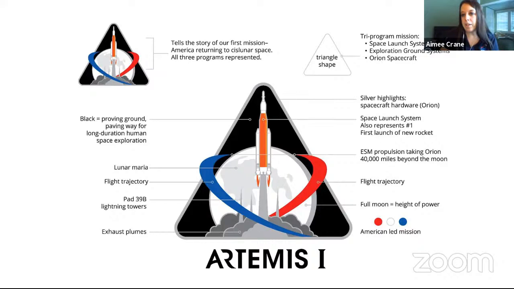There's three programs: the Space Launch System, which is our rocket, the Orion spacecraft, and the Exploration Ground Systems, or the team that works at Kennedy Space Center that actually puts the rocket and the spacecraft together to launch in Florida. So we chose three. A triangle shape has those three corners. Again, and color too is a big point of this one.